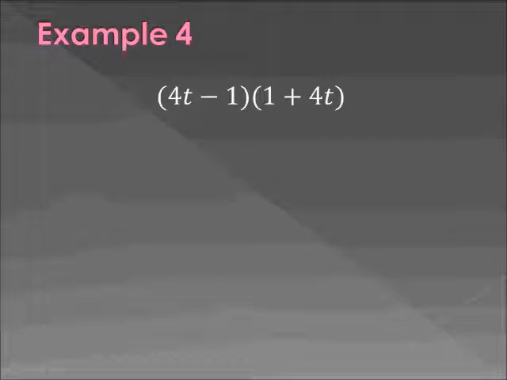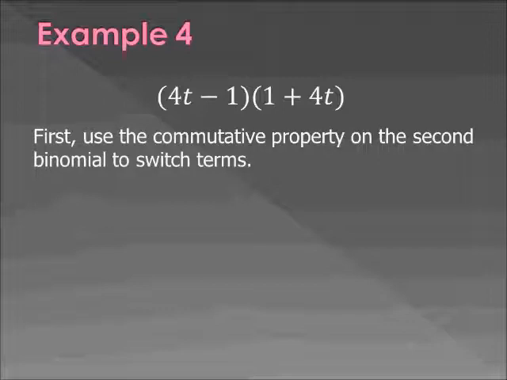Alright, example 4. (4t - 1) times (1 + 4t). If you take a look at that very closely, you will notice that we've almost got a potential difference of squares special product. It's actually right there. What you need to do is switch the terms in the second binomial. So changing it from 1 + 4t to 4t + 1. You can use the commutative property of addition to switch the terms, and you get the same thing. So now we have (4t - 1) times (4t + 1).